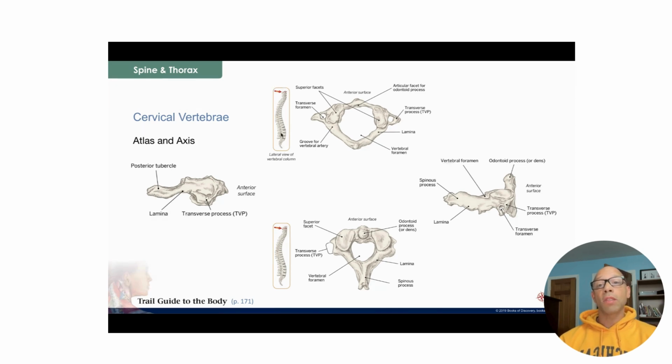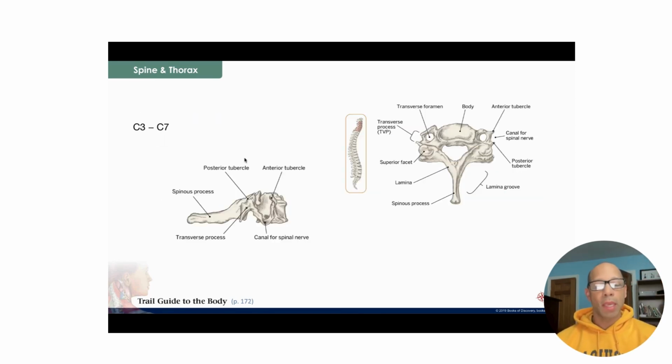All of these processes have either a C or a T or an L or an S attached to them. That corresponds with being part of the cervical, thoracic, lumbar, or sacral vertebrae. C1 is the atlas, C2 is the axis, and the rest don't have their own individual names. These two are very important because they help our head turn back and forth. Then we go to C3 through C7, the rest of this area here.